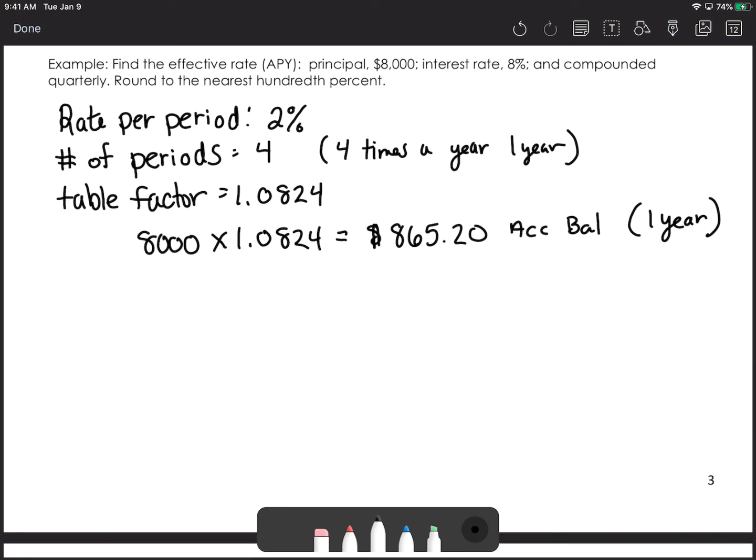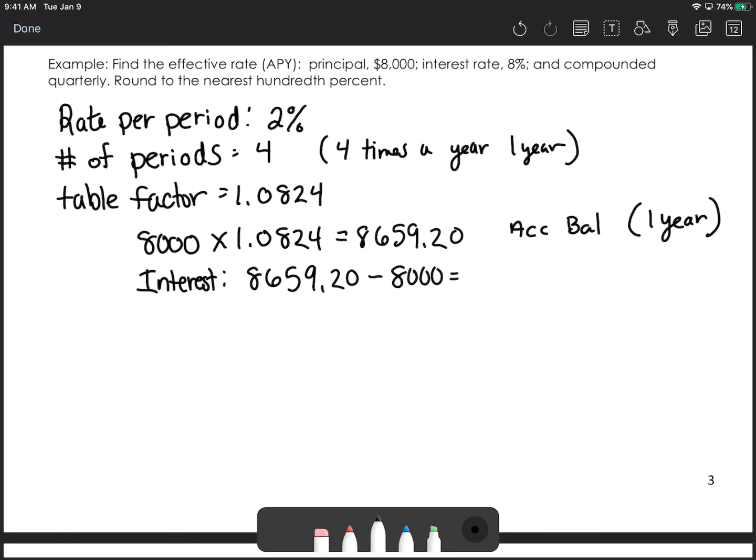Okay, now to find the interest, we need to take that accumulated balance. Whoops, I think I made a mistake. Let me fix that. 8659.20. Okay, so we're going to take 8659.20 and we're going to minus 8,000. And that's going to give us interest of $659.20. So this is our interest.